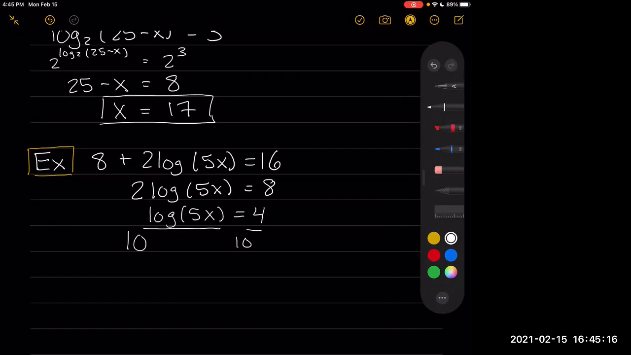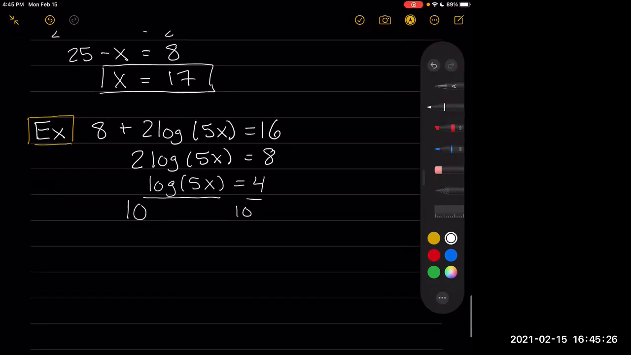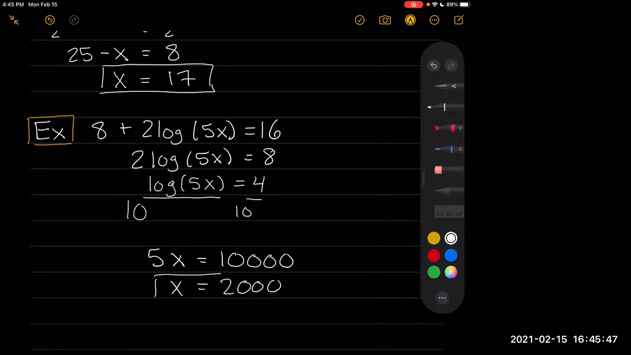I always say I'm raising it to the 10th, which is exactly the opposite of what we're doing. We're having 10 raised to it. Sorry for the confusion. But here, if we have 10 raised to the log of 5x and 10 to the 4th, that will give us 5x and then a 1 with 4 zeros behind it. 1, 2, 3, 4. And now we're going to divide by 5, and we end up with x equals 2,000.